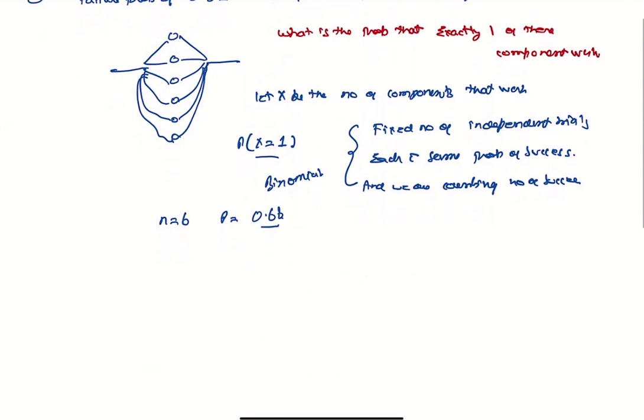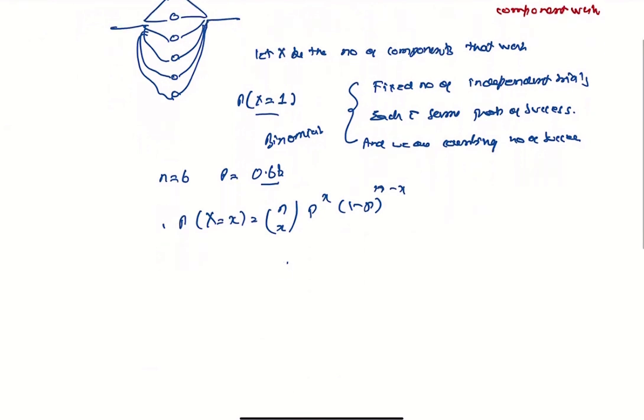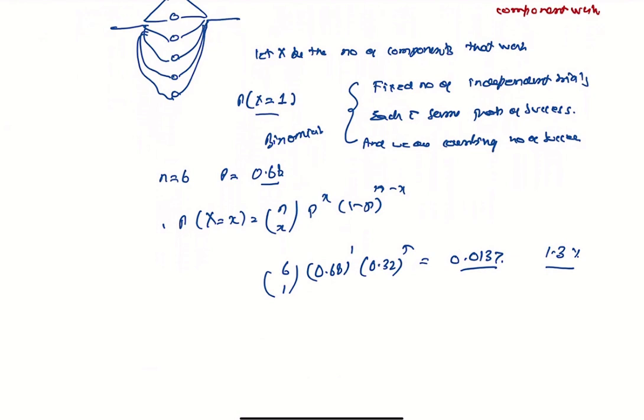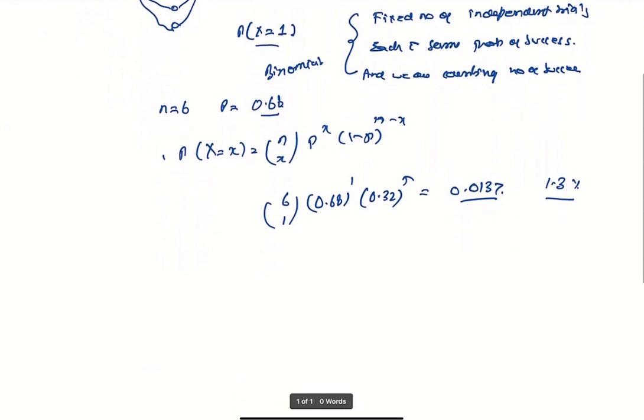Now we can use the probability formula: probability of X equal to x is n choose x, p to the x, 1 minus p to the n minus x. So in this case it's going to be 6 choose 1, 0.68 to the power 1, and 0.32 to the power 5, which comes out to be 0.137. So it is 1.3% that one of this system will work.